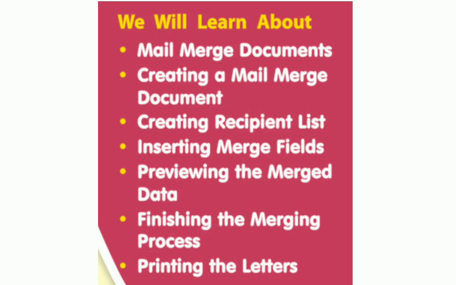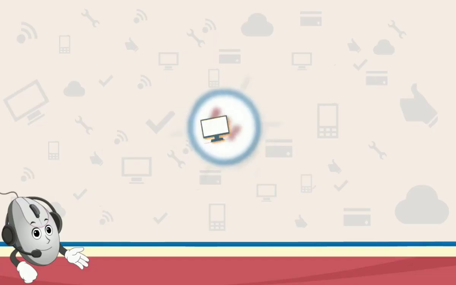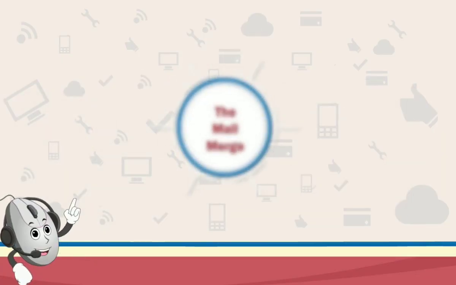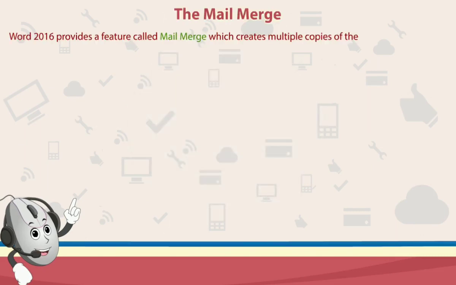So in this chapter we are going to learn about the mail merge document, how to create a mail merge document, how to create a recipient list, meaning a contact list, how to insert the fields, how to preview, meaning how to view the merged data, how to finish the merging process, how to print a letter, meaning how to complete it, how to write a letter, how to add the names of the people you want to send to, and how to finish all this process. So let's start our chapter number 7, the mail merge.